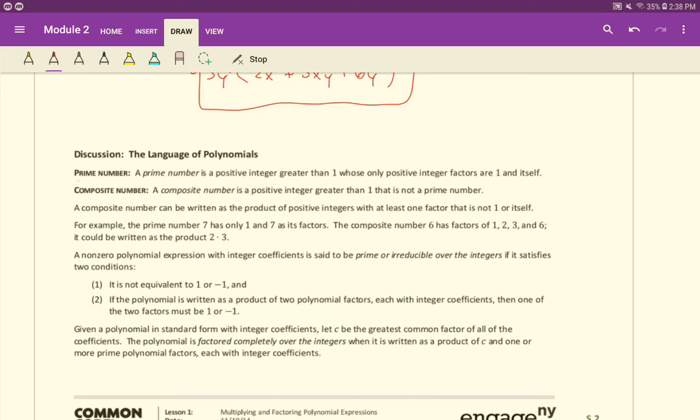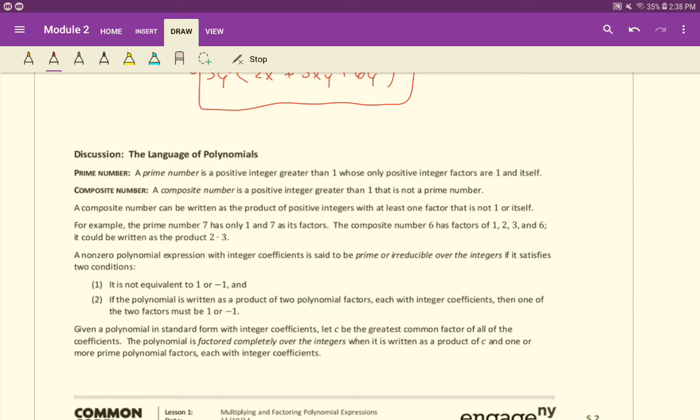So a prime number is a concept that is important for factoring. A prime number is a positive integer greater than 1 whose only positive integer factors are 1 and itself. In other words, a simpler way to say that is a prime number is a positive number that's divisible by itself and 1 only. Evenly divisible, I should say. A composite number then is just a positive integer that's not prime.